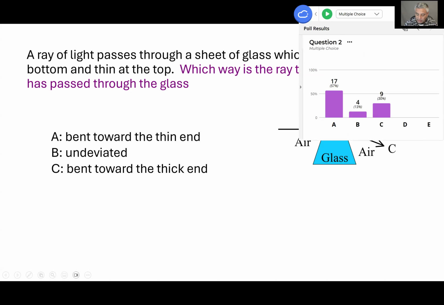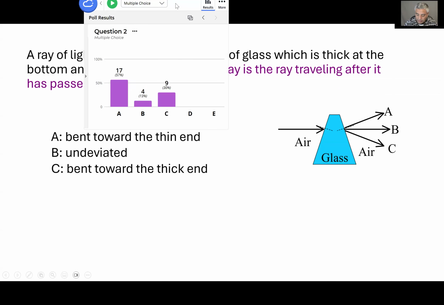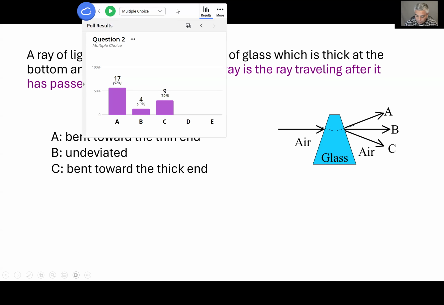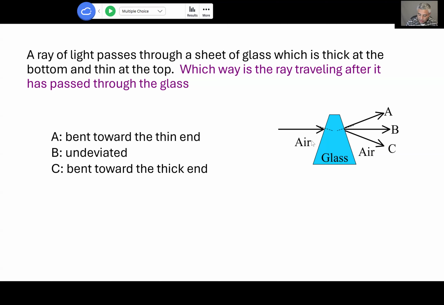Okay, let's see what we got. So mostly A, but that is not the correct answer. So let's see what's going to happen here. Let's look at this boundary. There is the normal, so this is the angle of incidence. It's going from air to glass. If it wasn't bending, it would go like that, but it's going to bend a little bit in that direction, right?